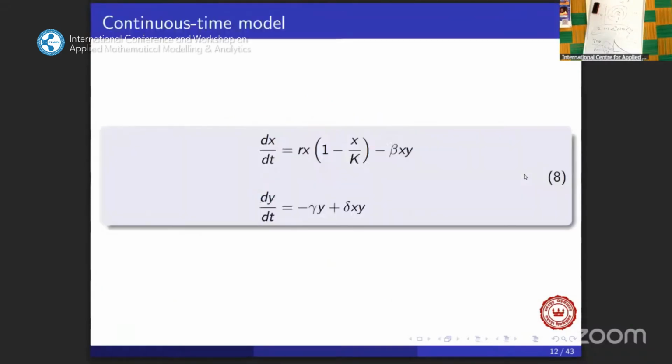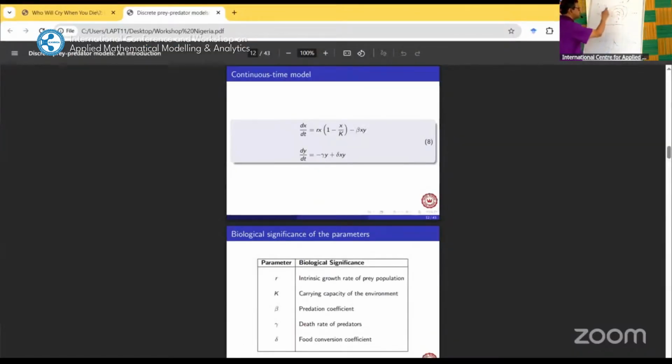Next slide. When you get a continuous population model, you get oscillating behavior. If the prey population increases, the predator increases, and then the prey population decreases. But in reality this does not happen, because if oscillation occurs all the time, then the system would not exist. So, try to modify this.